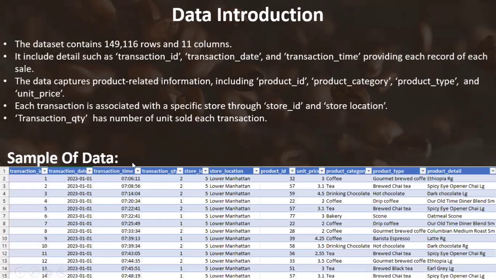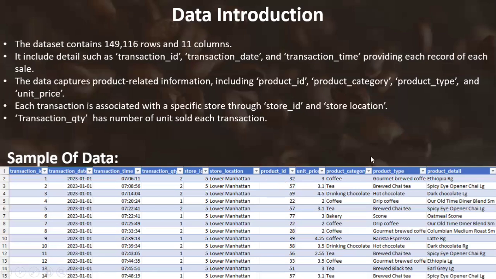Here is a brief introduction of the data. This data contains 149,000 plus rows and 11 columns. In these columns, we can see there is a transaction ID, which consists of unique rows, and we have a transaction date, and transaction time, at what time the transaction occurs. We have transaction quantity, and a unique store ID for each and every store location. For Lower Manhattan, you can see the store ID is 5, and we have product ID.